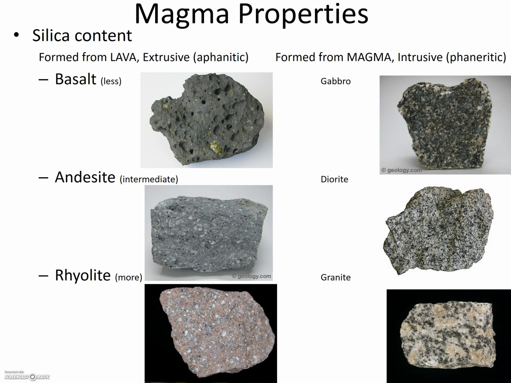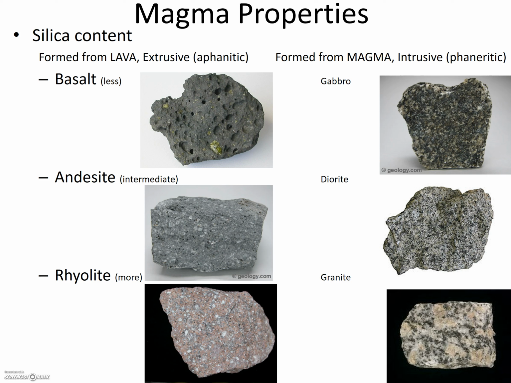These rock images show rocks that form from lava on the left and magma on the right. Rocks that form from lava means that the lava was extruded on top of the surface of the earth and cooled very quickly, so no large crystals formed, which is called aphanitic texture.